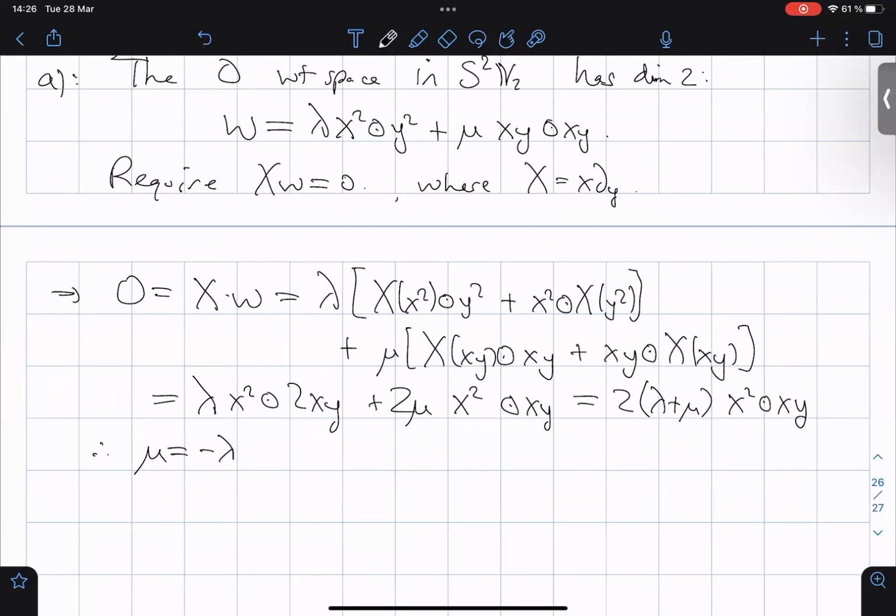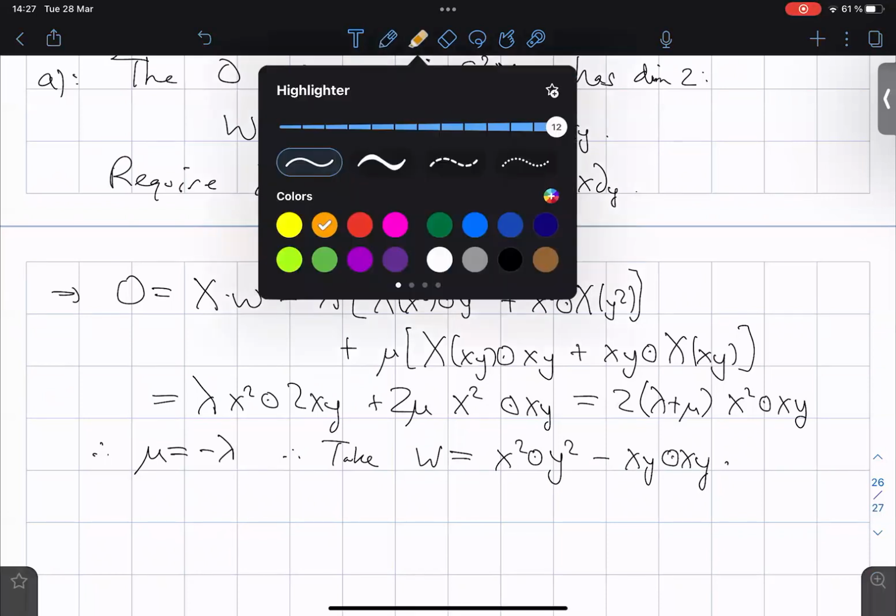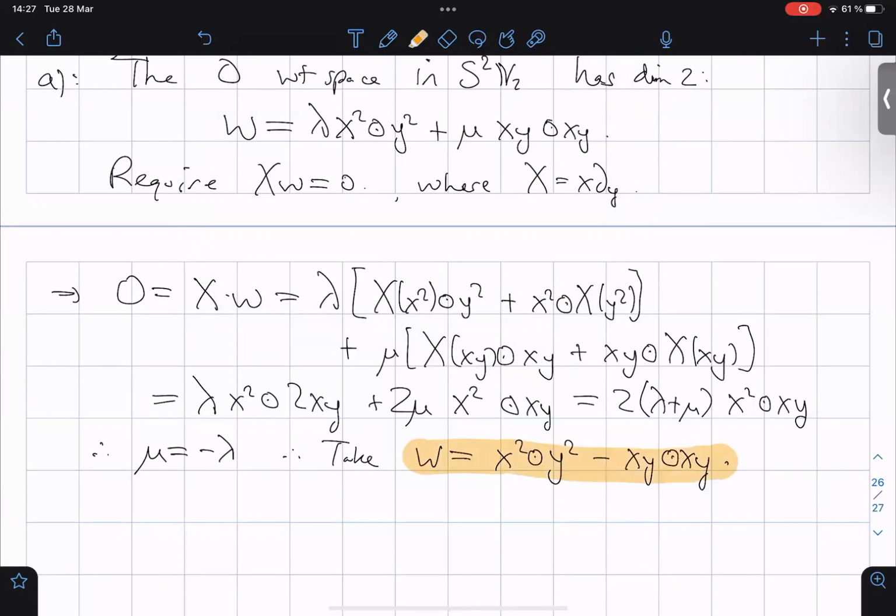So once I have a vector that's in there, I know that the line spanned by that is certainly also an eigenvector. So therefore, well, let's take lambda to equal 1, and we'll use this as our generator. Okay. Now we've only imposed that x on this W is equal to 0, right? Do we necessarily have that y on this W is equal to 0?